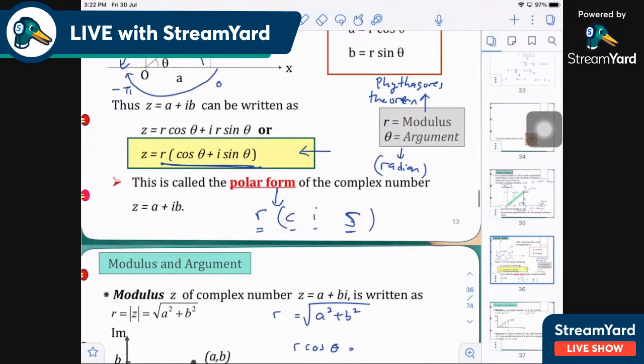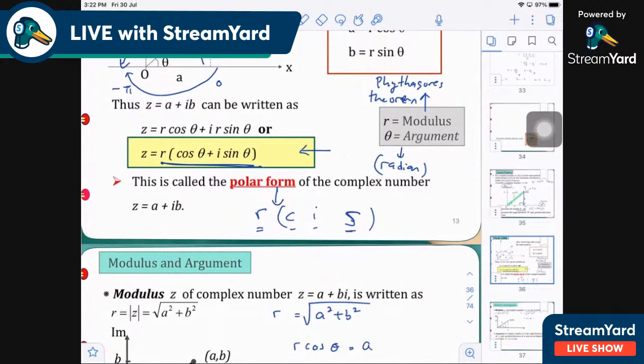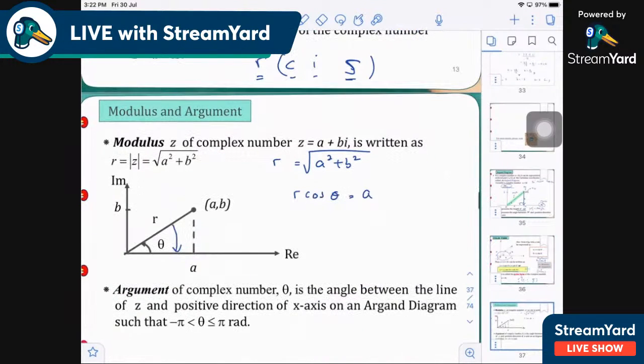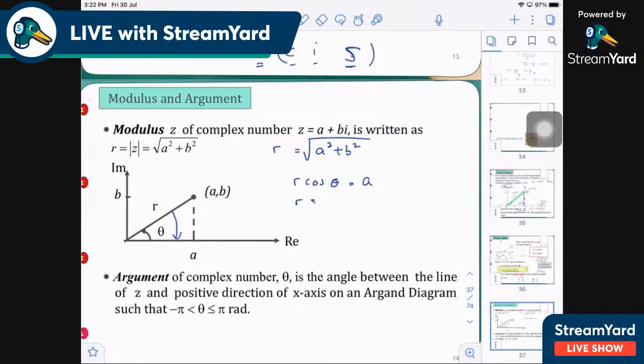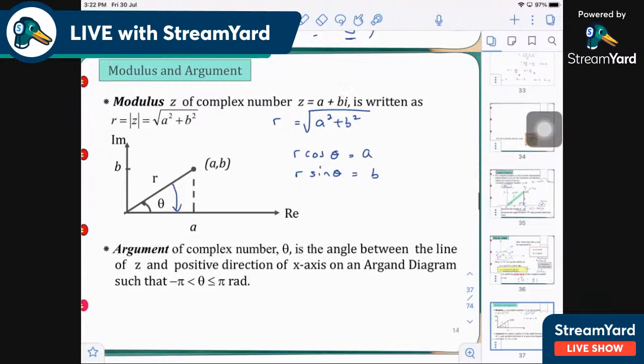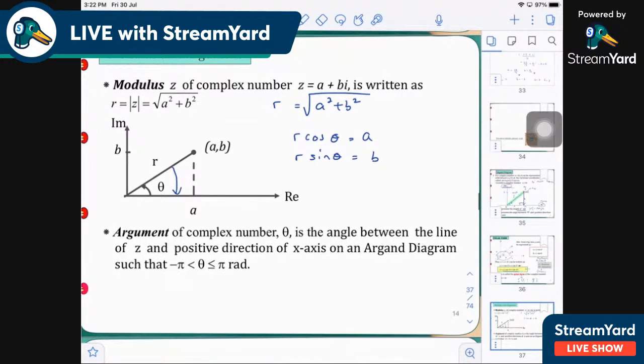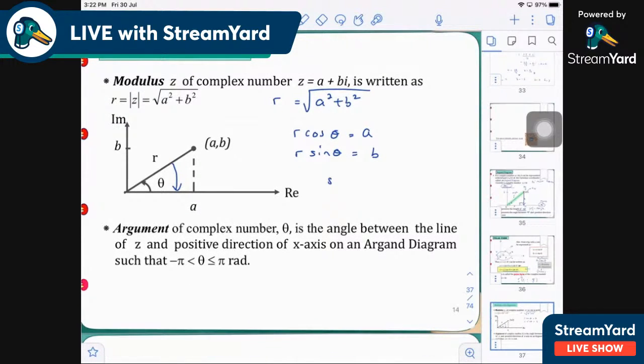And we also know that sine theta over cos theta is going to give me tangent theta. Means r sine theta over r cos theta is going to give me tangent theta. R and r will cancel off, right? Which is going to give me b over a. So this is something which we need to take note.